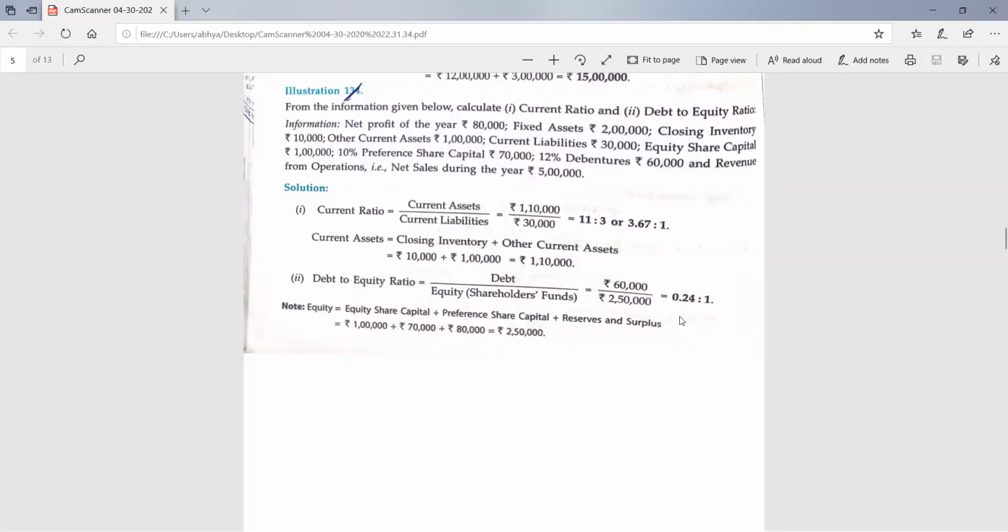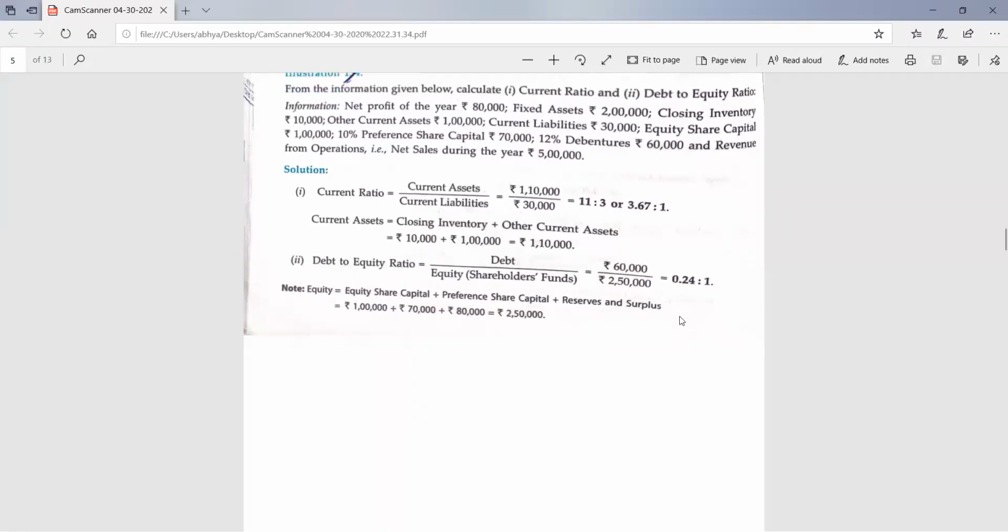Okay. So other current assets are 1 lakh and closing inventory is 10,000. So it will be 1 lakh 10,000, upon current liabilities, which are given 30,000. So easily we can find out, and I told you already that you have to give the answer in lowest term. So you cannot write 11:3, you have to write in lowest term, which is 3.67:1.